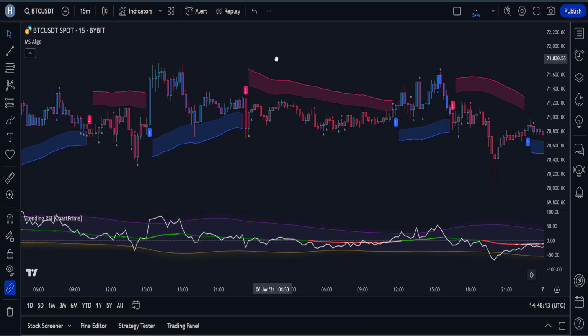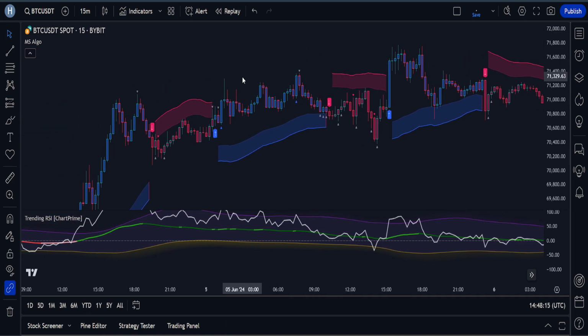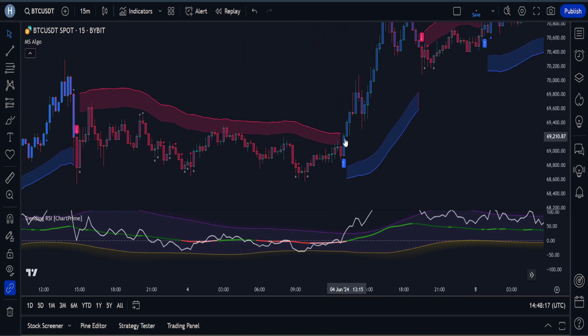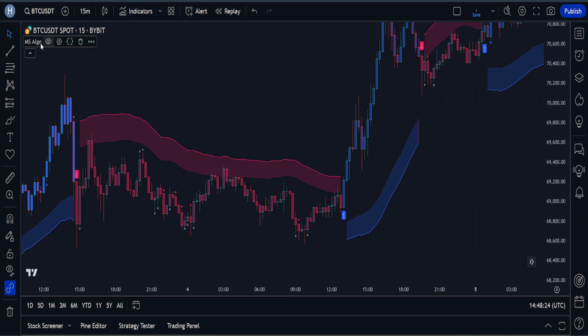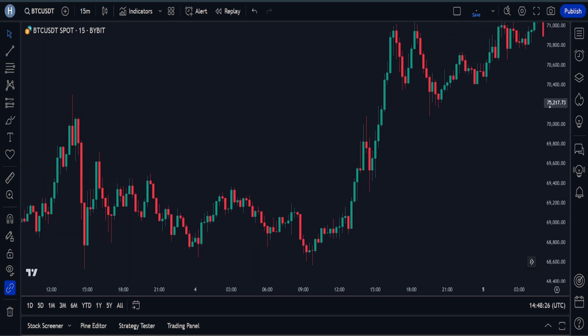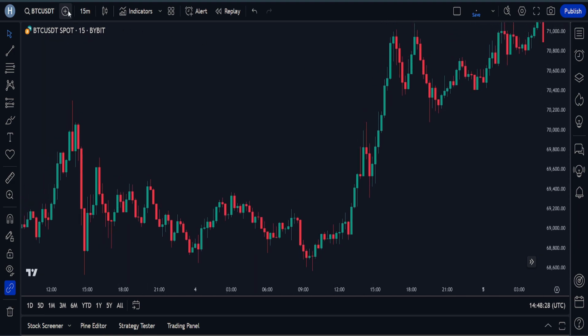So this is what our chart is going to look like when we are done setting up our indicators for the trading strategy. This is the new RSI indicator I'm talking about. First of all, I'll quickly remove these indicators from the chart so I can explain their settings from the beginning. By the way, I'm going to be using a Bitcoin chart in a 15-minute time frame throughout this video.